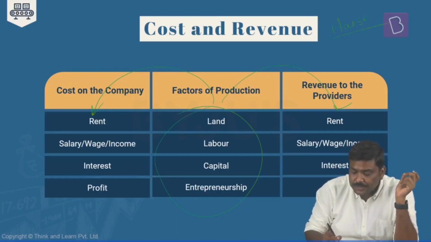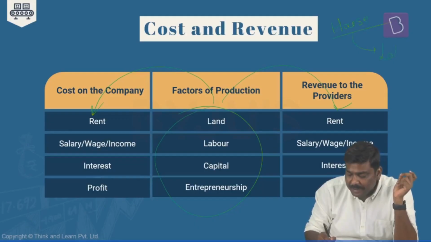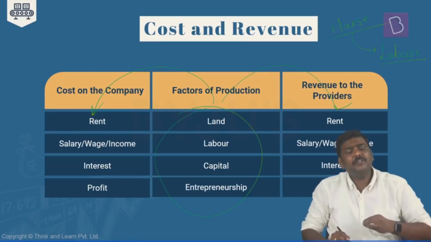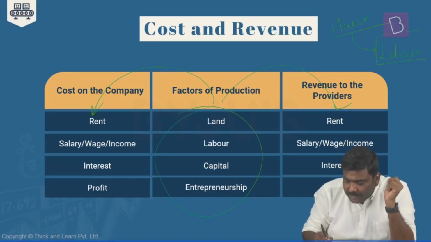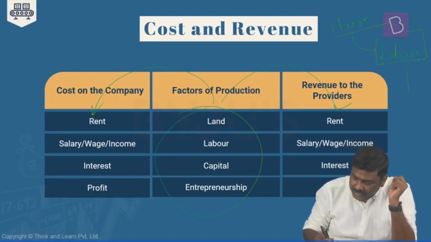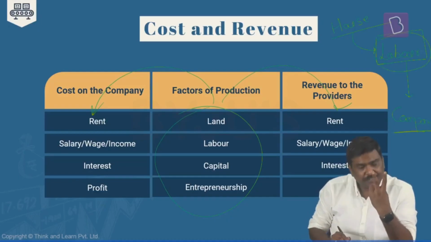Okay, this particular house has supplied, let's say, labor, and labor is a type of factor of production, one of the factors of production. Now, when this labor is supplied, and here is the company which has used this labor, this particular factor of production will have two sides here.